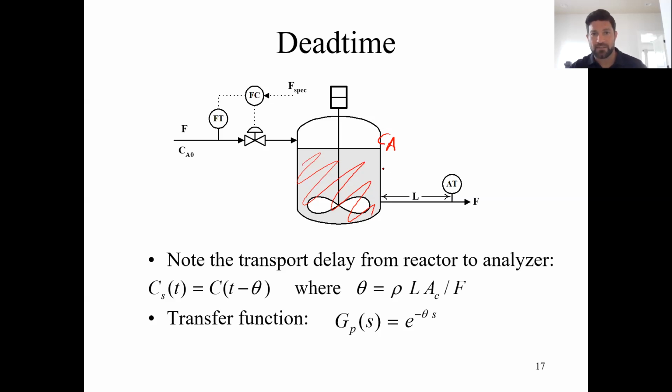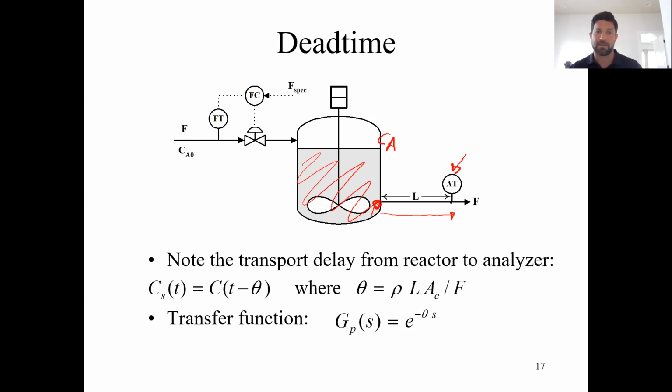If there is a length of pipe, so let's just say we don't have a composition measurement on the tank, but we have a composition analyzer some distance down over here, we will know the composition once it travels from the exit of the tank to the analyzer. And the time that it takes to travel here depends on what the velocity of the fluid is. It depends on the flow rate. It also depends on the length of pipe. It also depends on the cross-sectional area of the pipe.